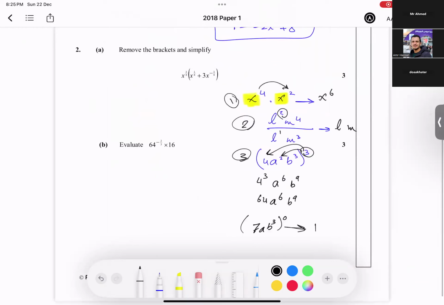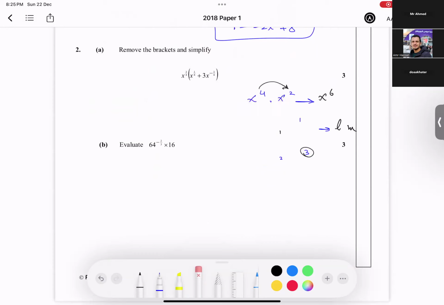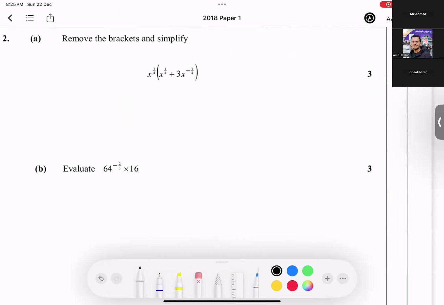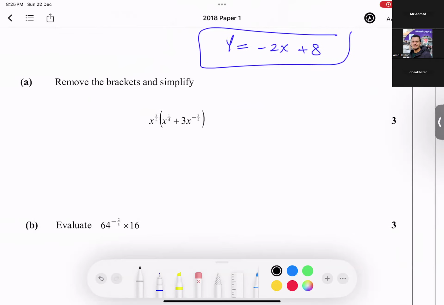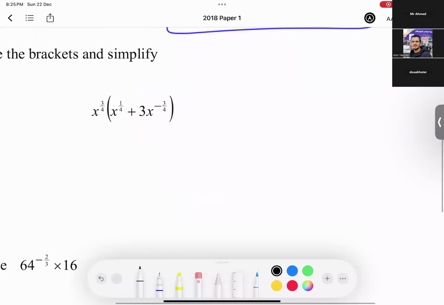Okay, so let me try to apply the rules that we have learned. This one, we need to get the expansion of it. He told me to remove the brackets and simplify. So I need to multiply x to the power 3 quarter by x to the power 1 quarter, right? Okay, so the first one, I think it's pretty simple to make sense. This one is going to be x to the power of, let me add them together, so it's going to be 4 over 4, right?